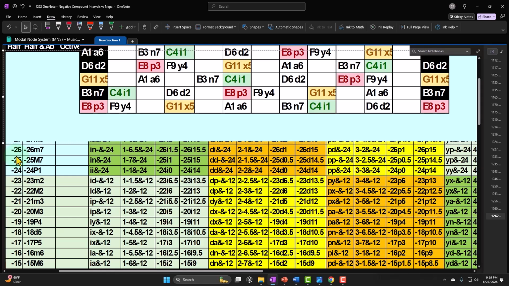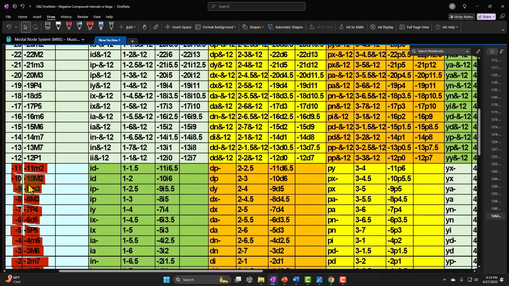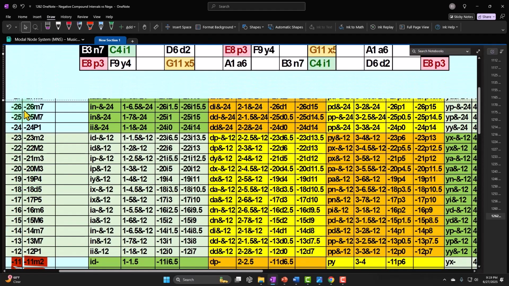All right, let's say we go back 26. If we go back 26, we could see that's over 12 plus 12, 24. So 26 minus 24 is going to be 2. So we have 2, which would be a negative 2 note away from a minor 7th. So this would be a negative 26 minor 7th, which would be adding 24 to it.